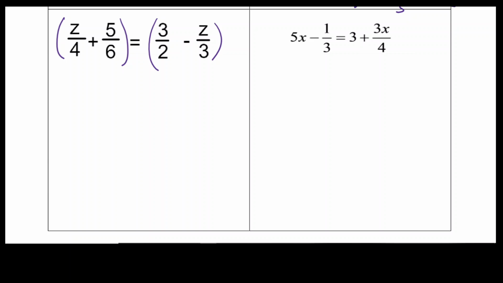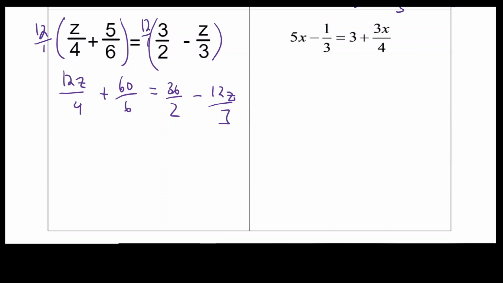Okay, so 4, 6, 2, and 3, that's just like the example I was showing you at the top. A number that 4, 6, 2, and 3 all go into. 12 works. 24 would also work. But 12 is the lowest number that those all go into. So I'm going to multiply both sides by 12. And since they're all fractions, I'm going to think of it as 12 over 1 for each of them. 12 times z is 12z over 4. 12 times 5 is 60 over 6. 36 over 2. And 12z over 3.